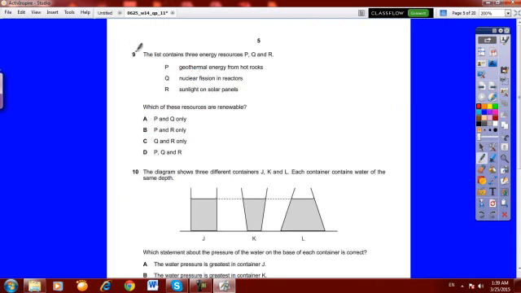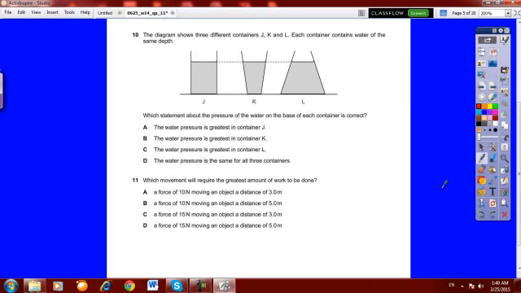Number 9. The list contains 3 energy resources P, Q, R. P: Geothermal energy from hot rocks. Q: Nuclear fission in reactors. And R: Sunlight on solar panels. Which of these resources is renewable? Geothermal. Nuclear fission is non-renewable. And sunlight is also renewable. So P and R, and the answer is B.